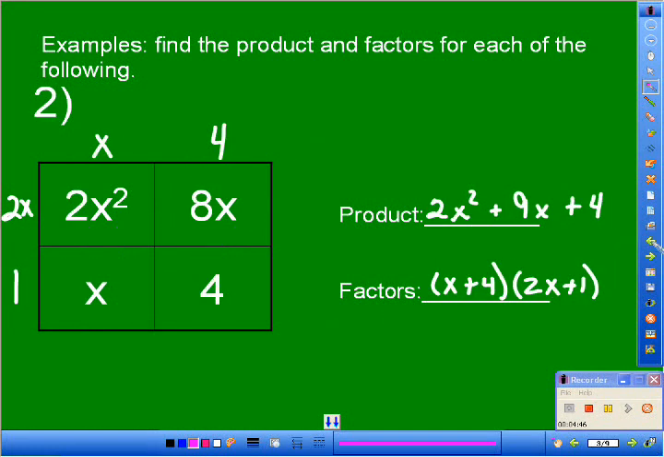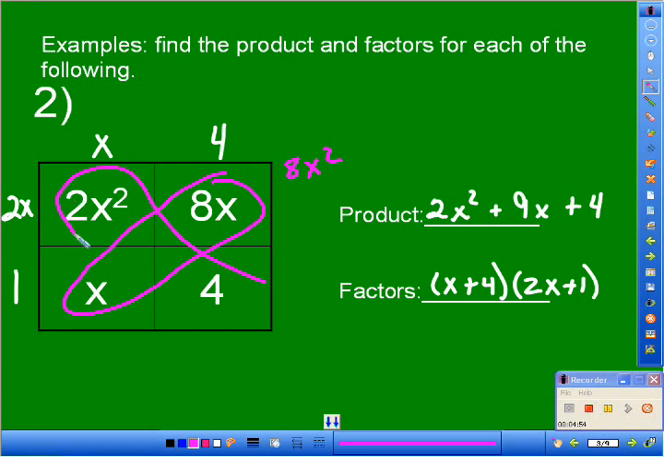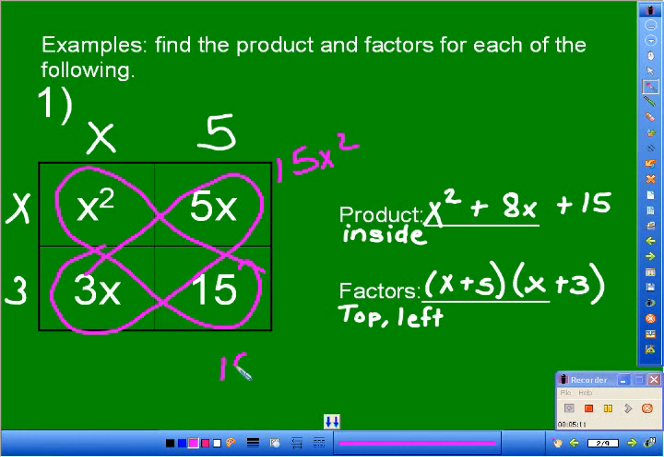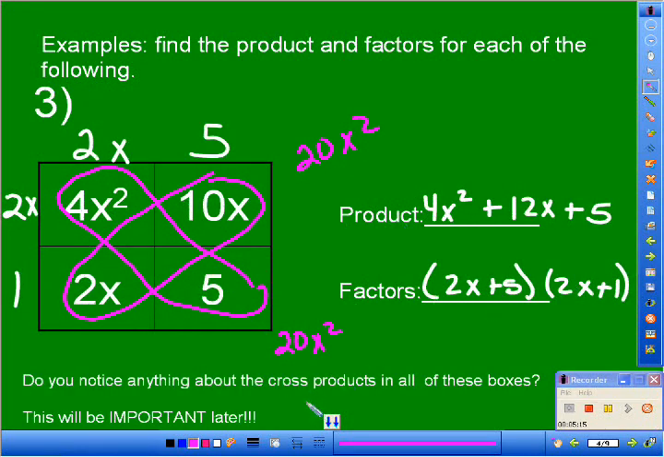If we go back and look at each of our products, here I will have 8x squared. Here I will also have 8x squared. If I go back one more problem, notice we have 15x squared and 15x squared. This information is going to be very important in tomorrow's lesson, but what they want you to notice is they are the same, or they are equal, and you can use the equal sign as a shortcut abbreviation.